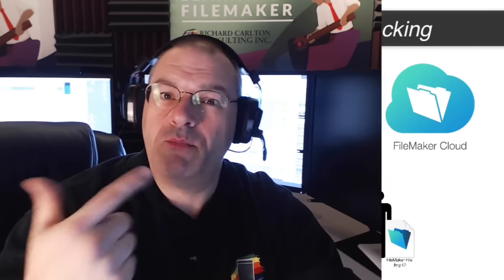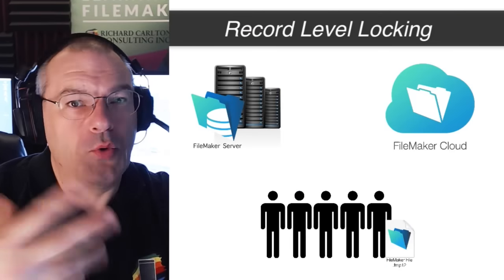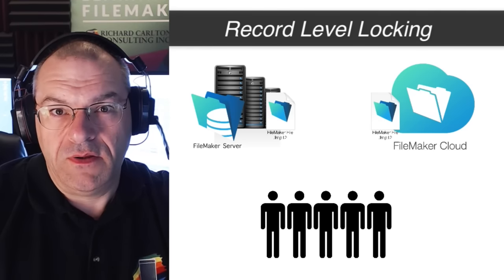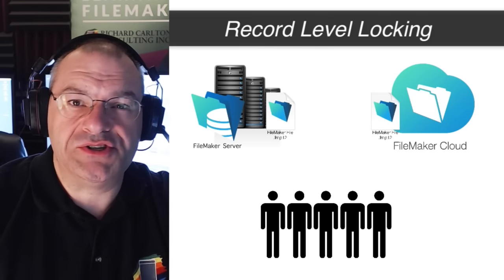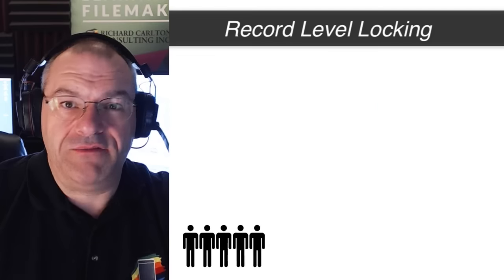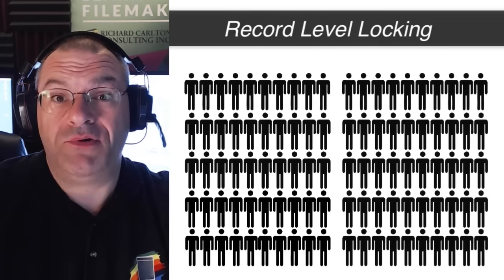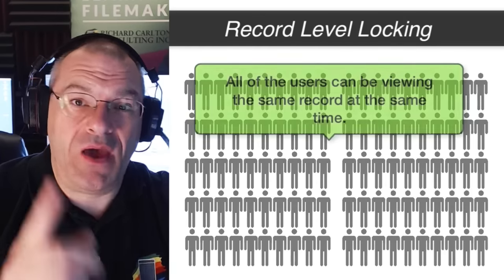In this video, I want to cover the concept of record level locking, which is an important concept when you're rolling out a multi-user solution. And of course, we're talking about a FileMaker file or set of files that you've loaded on FileMaker Server or FileMaker Cloud. Now, of course, when you have a multi-user solution, you're going to have 5, 10, 20, 100, 200 people accessing that solution at one time.